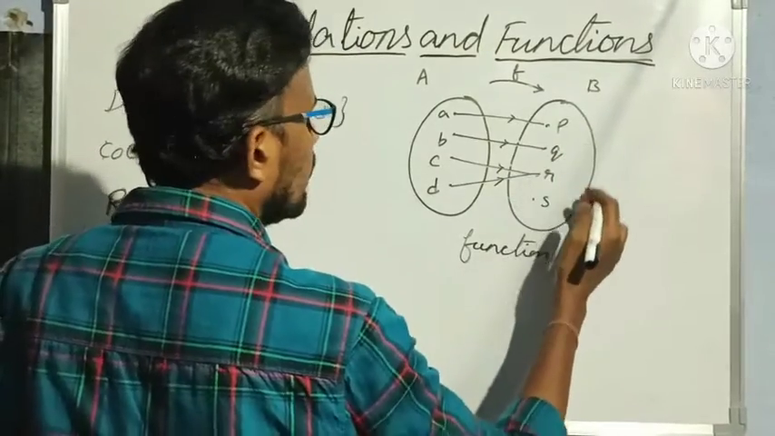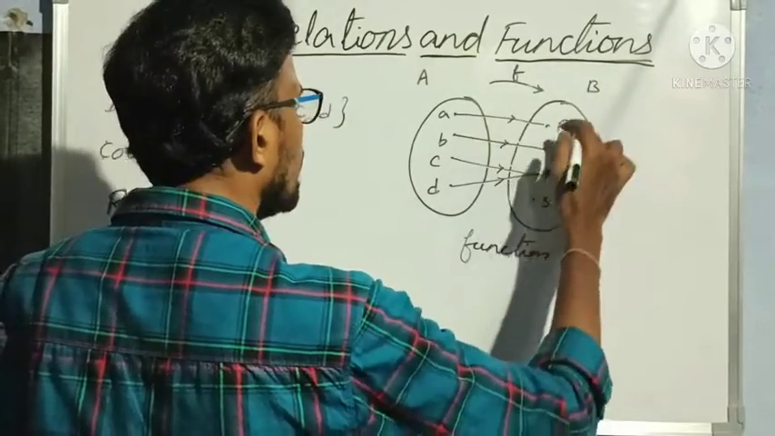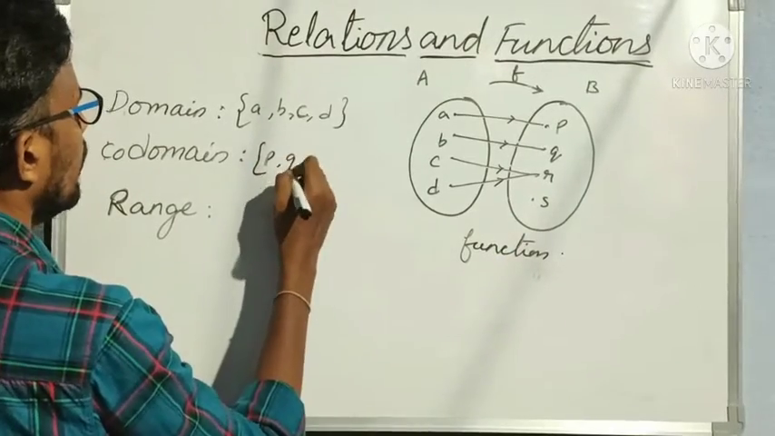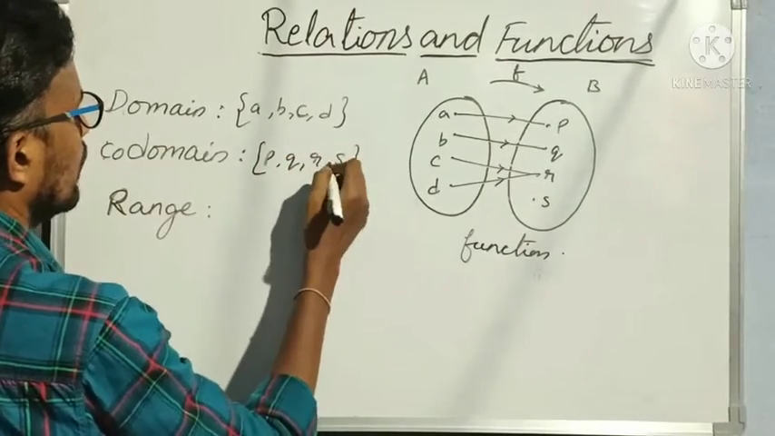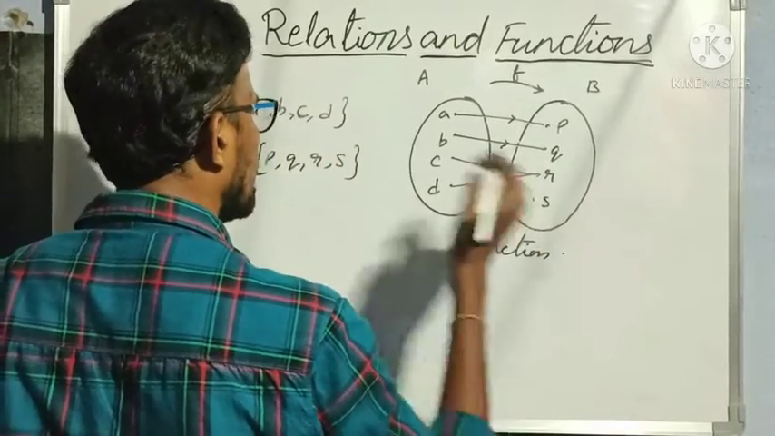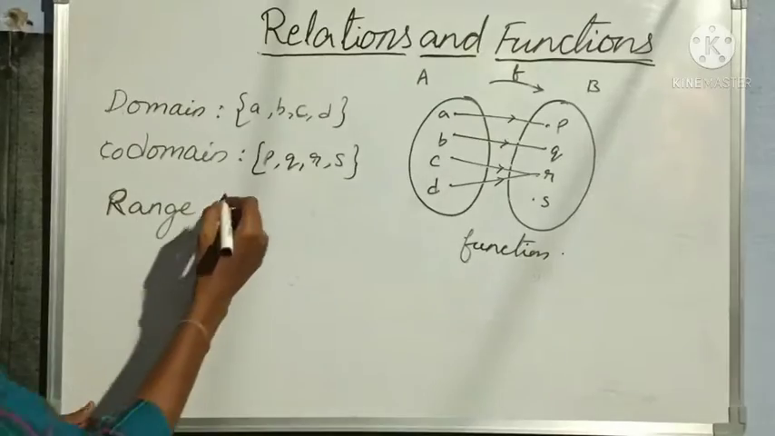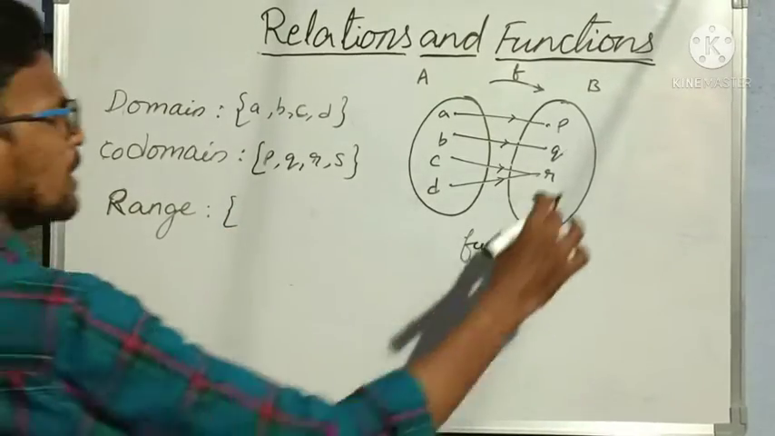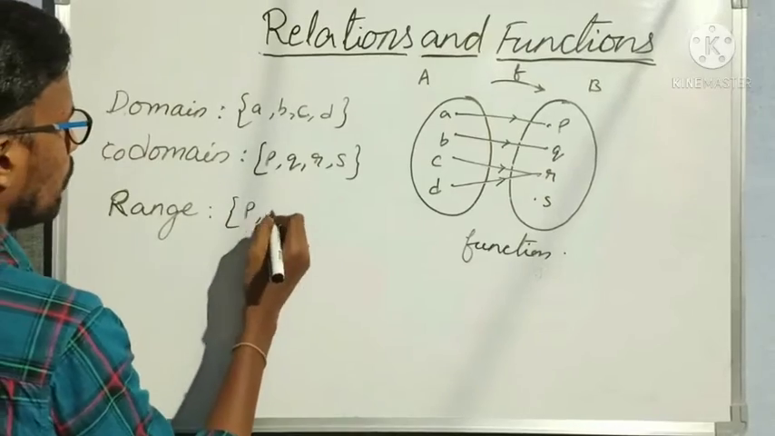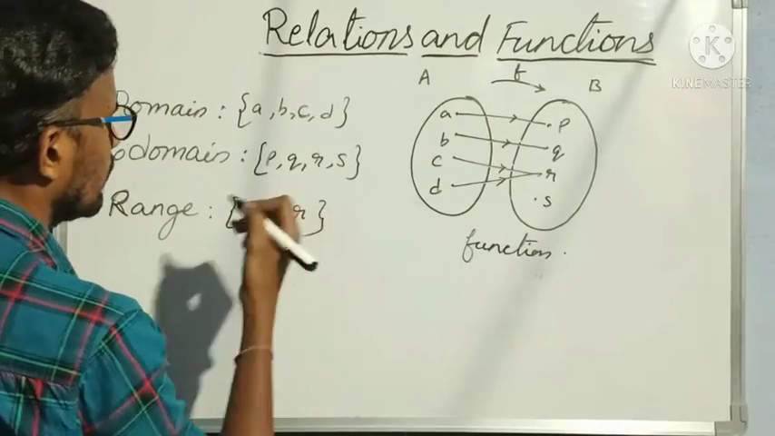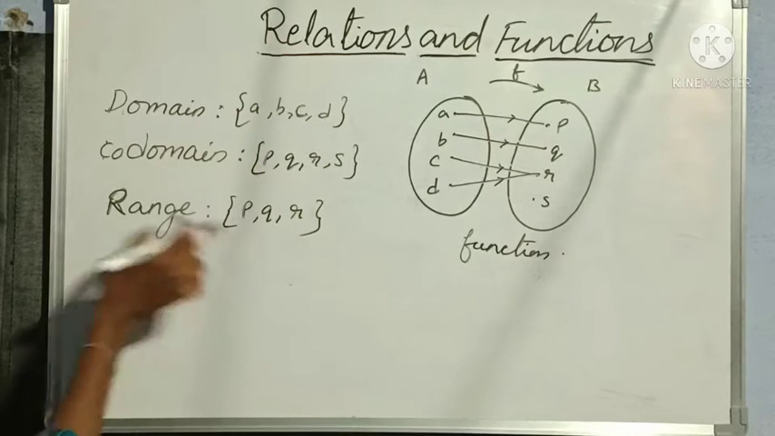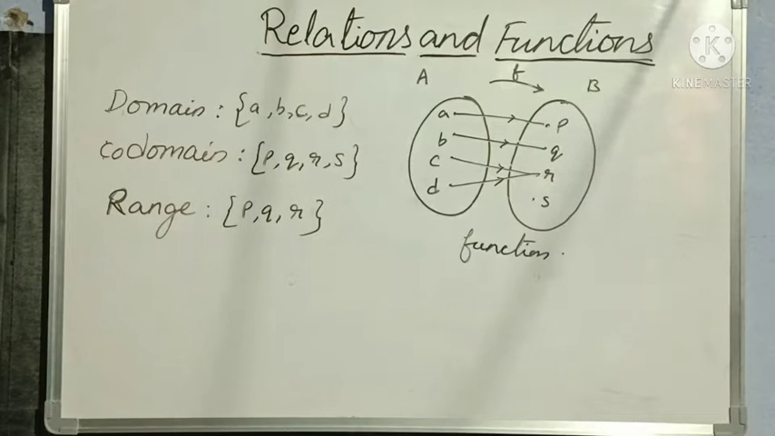And codomain, same as in a relation. Here also codomain means all elements of set B, that is P, Q, R, S. Even when an element is not mapped, we have to consider element S also. Next, range. Range means the elements of set B which are mapped only; those not mapped, we should not take. So P, Q, R. This is the domain, codomain and range of a function.